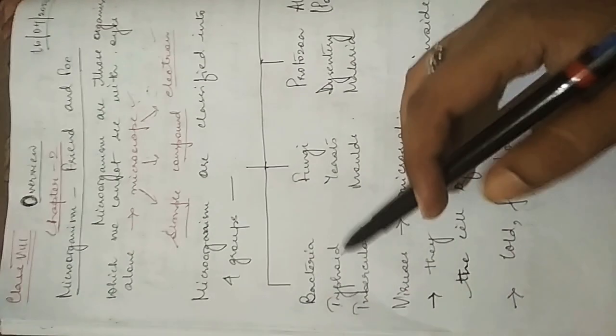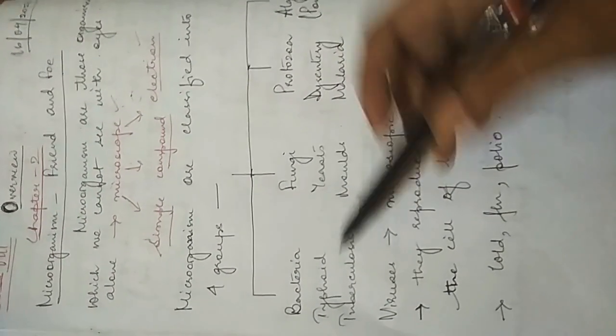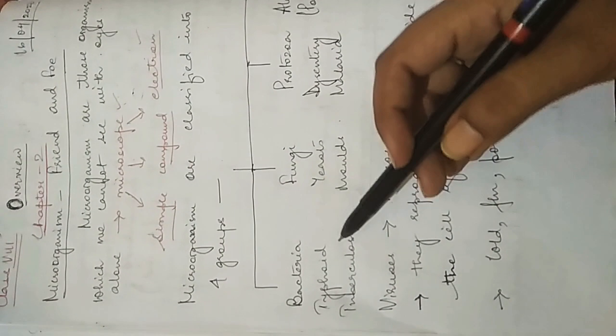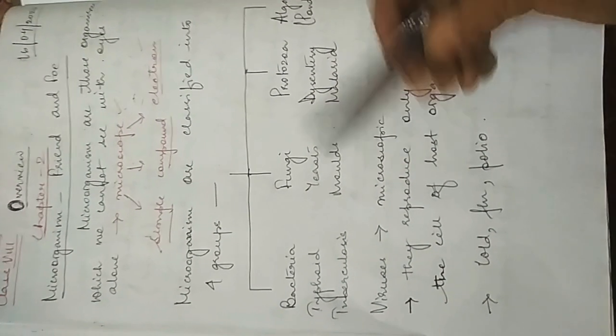Bacteria are a very common type of microorganism, and they are omnipresent. They are present everywhere, and they are the cause of most of the common diseases. Common diseases are typhoid and tuberculosis, which is commonly known as TB. Then there are fungi. The 2 examples are yeast and molds.